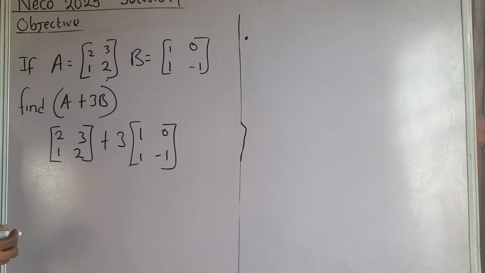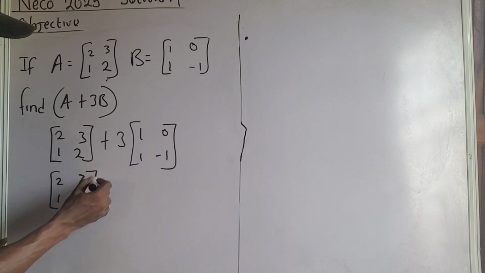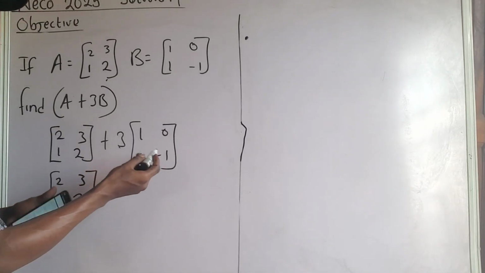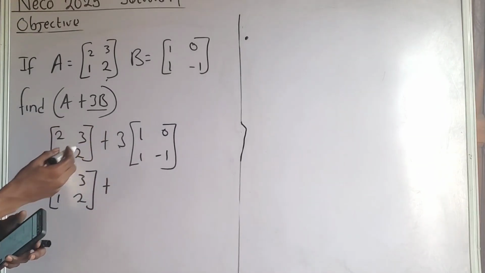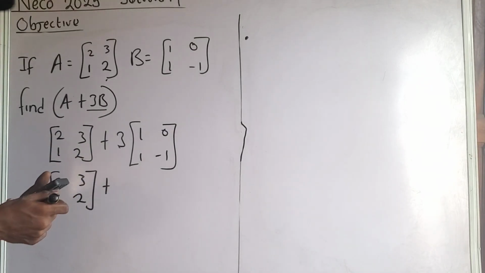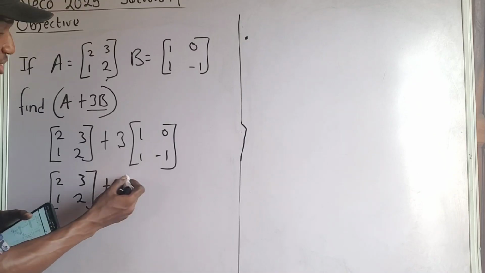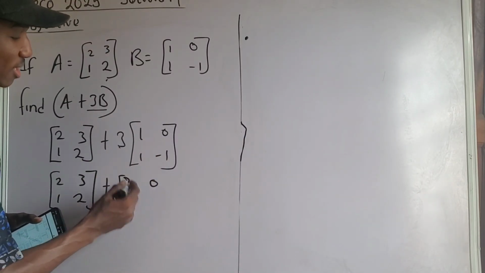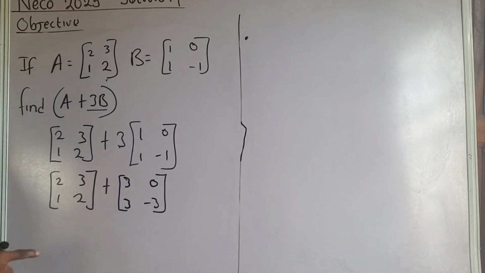Do you understand? Okay, for this I'm going to have 2, 3, 1, 2 plus, now I'm going to use 3 to multiply all the numbers that are present inside the matrix B. Do you understand? That is the meaning of 3B. 3B simply means use 3 to multiply all the numbers that are present in matrix B. So I'm going to have 3 times 1, that is what? 3. 3 times 0, that is 0. 3 times 1, that is 3. 3 times negative 1, that is what? Minus 3. Okay? Now we can sum these two matrices together.